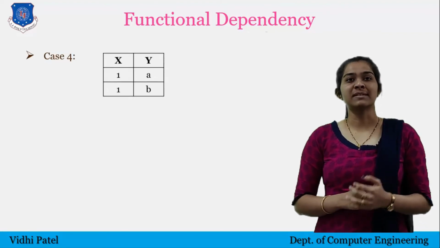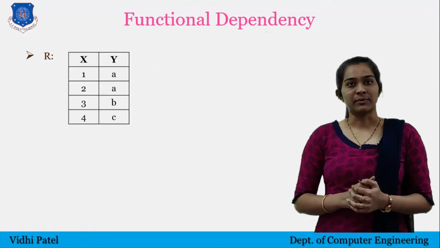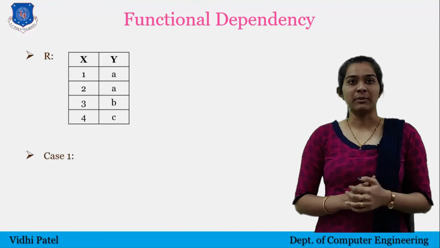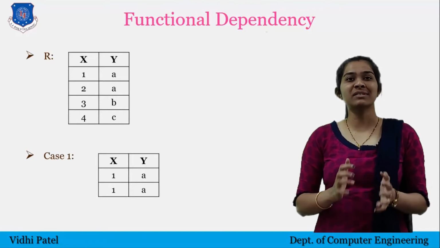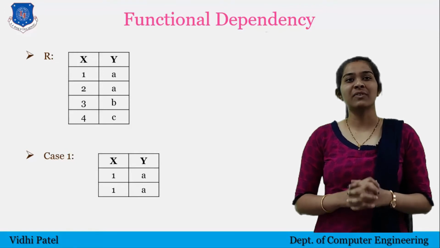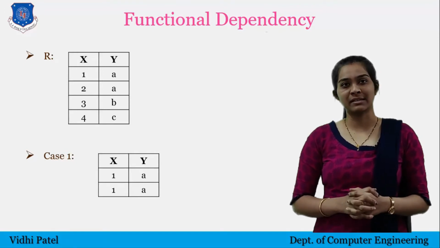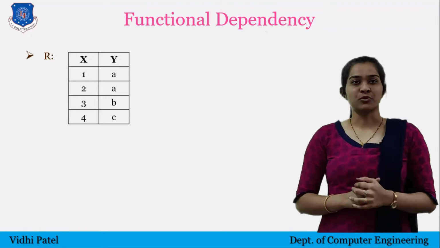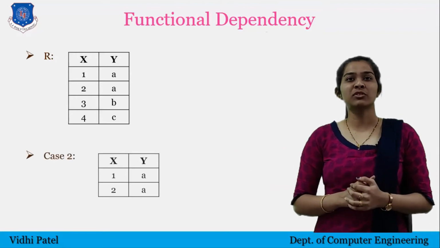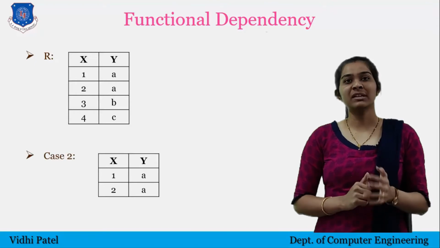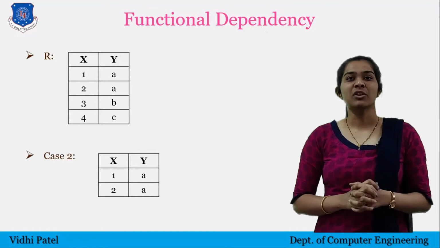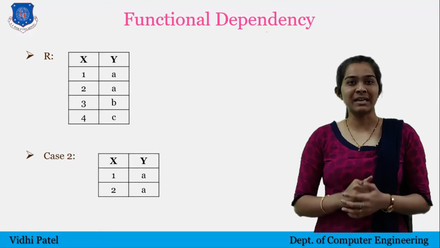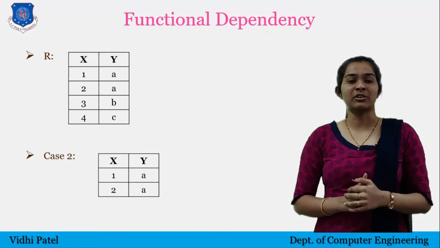Let's check functional dependencies for all the cases. In case 1, y has both values a. Now check whether it is the same or not. Here we have the same value for the x attribute, so y is the same, so it is a valid case. Let's check case 2. In case 2, y has both values a. Now check whether it is the same or not. But here we have different values for the x attribute, which are 1 and 2. So here y is different for both values of attribute x. It is also a valid case.